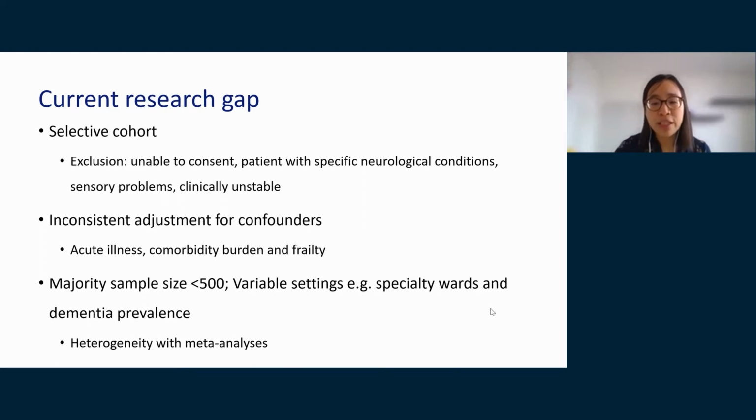Lastly, majority of studies also had a sample size of under 500. The studies were conducted in different settings, such as in specialty wards or settings with varying dementia prevalence. This contributes to the heterogeneity when the meta-analysis is done to get a pooled estimation rate and may affect the reliability of the average estimates.